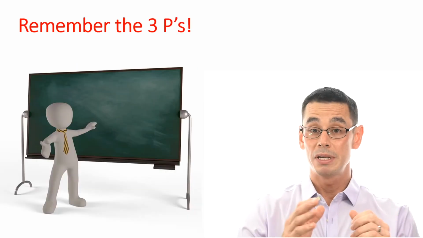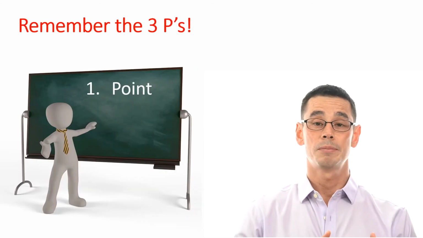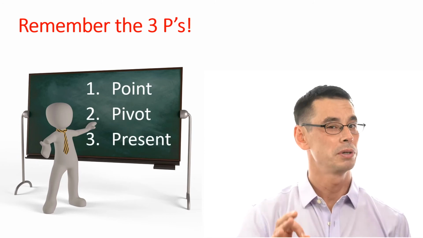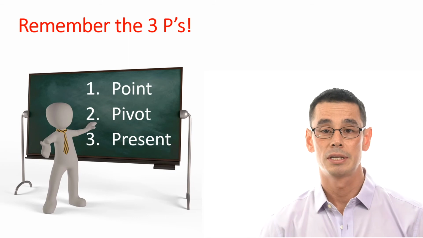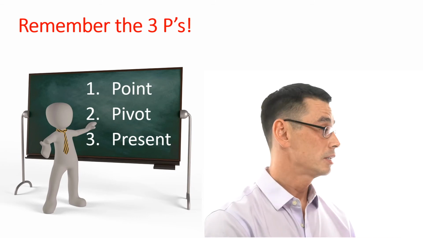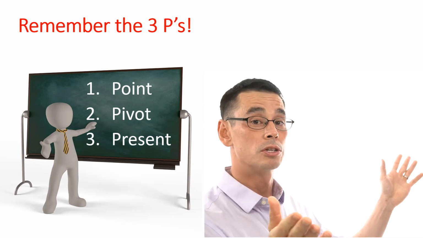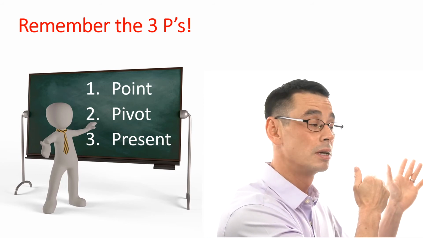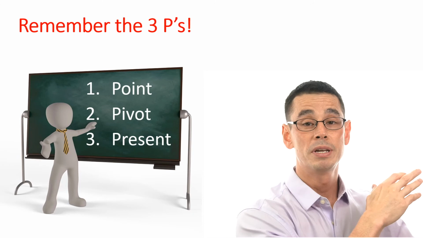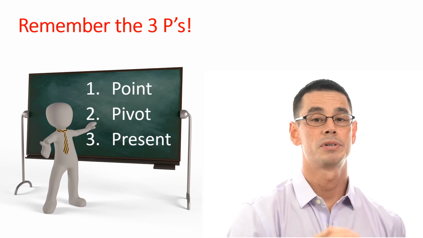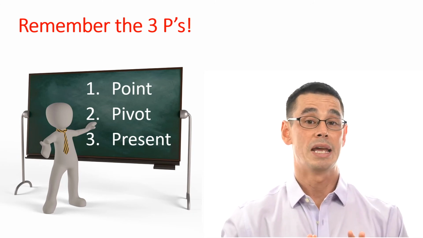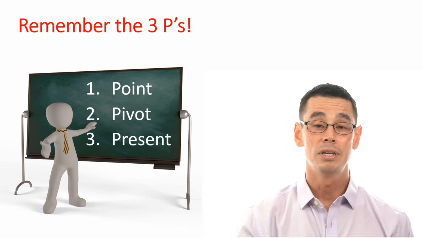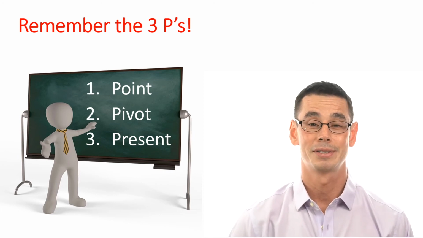Just remember the 3 P's of a presentation. Point, pivot, present. If you can remember that, then your presentation should be okay. So the first thing is to point. Look at the audience and look at your PowerPoint. You can direct your audience's attention to the part of the PowerPoint you want to focus on. So you point, you pivot back to your audience, and then you present to your audience. Remember, in any presentation, the most important thing is your audience. You need to always focus on your audience.